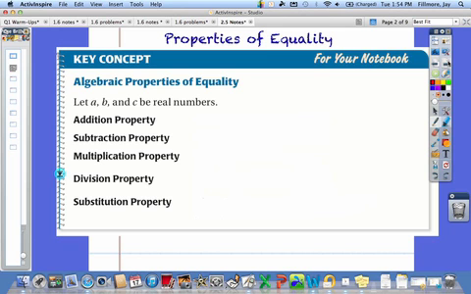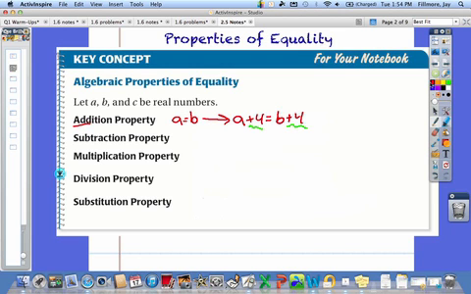Let's say we have a statement that states that A equals B. Well, what I can do is I can add the same number to both sides of my equation and it still remains equal. So A plus 4 equals B plus 4, where I just added the plus 4 to both sides. So just like when we're solving an equation, if we add something to one side, we have to add it to the other side, and if we do that, it remains equal. So that's our addition property of equality.